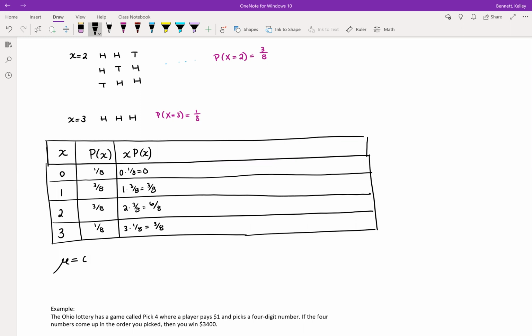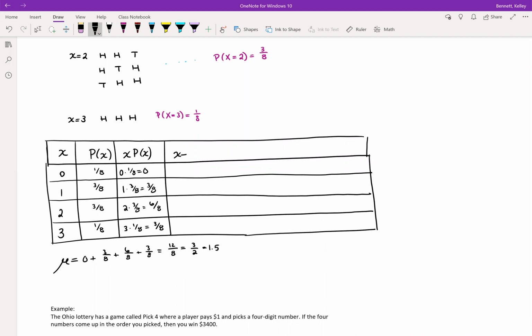So mu is going to be 0 plus 3/8 plus 6/8 plus 3/8. And so that gives me 12/8. Right? So I could think about that as 3/2 or 1.5. So the idea here is that if you toss a coin 3 times, we would expect to get 1.5 heads, which again sounds really easy, it's like silly, but that's just the way that expected value works. It's the long-term average.